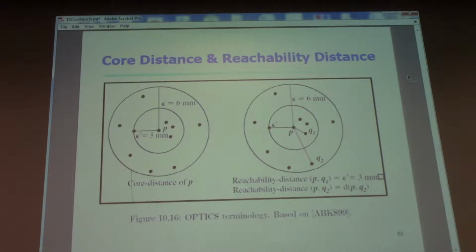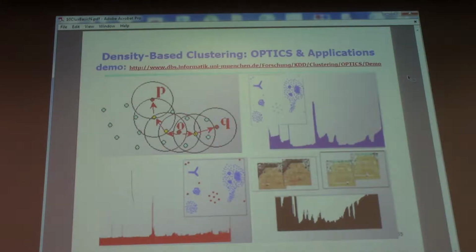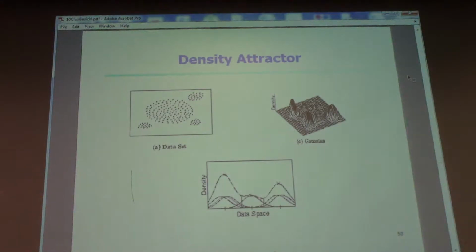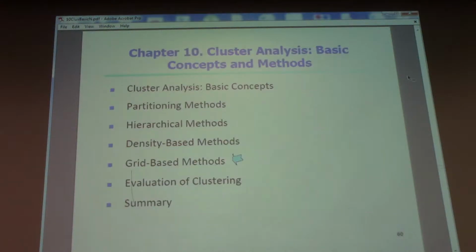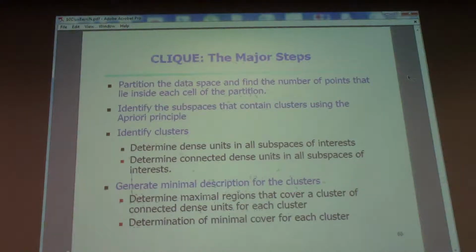I'm going to skip the OPTICS, but the idea is we can visualize the cluster in the two-dimensional case using the distance, like this way. Also, you can test the algorithm of OPTICS. It's also density-based using this link. Why don't you test it later? Okay. I'm going to skip the grid part.